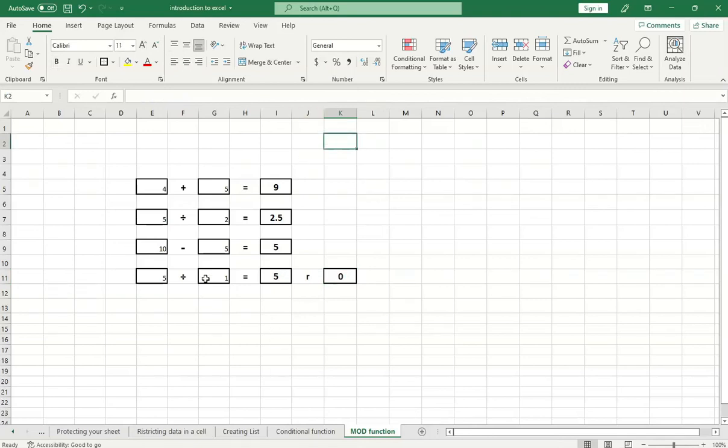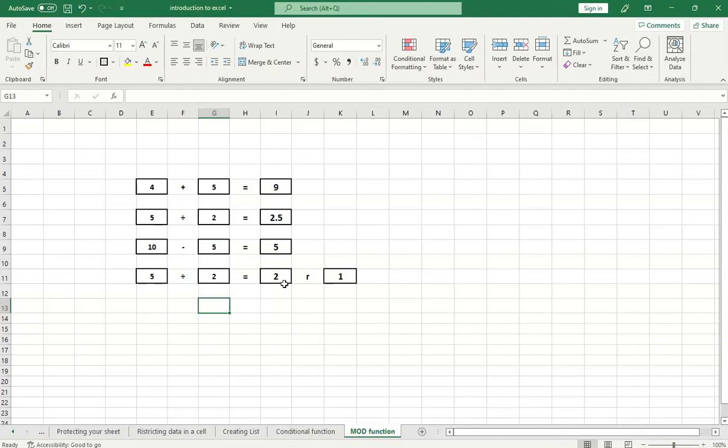Then you realize that 1 goes into 5 five times, remainder 0. With the help of the mod function, you'll be able to know the remainder. So this time around let's use this figure here, 2. 5 divided by 2. We want to avoid the decimal figure. We need a whole figure.